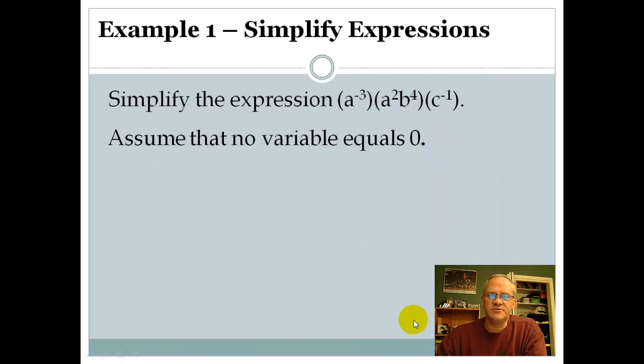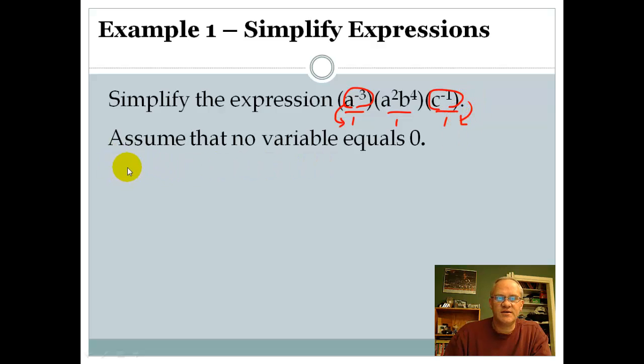Here's an expression. A to the negative third, and then times a squared b to the fourth, and times c to the negative first. Well, first of all, you notice we've got negative exponents. So let's take care of those first. What I'm going to do is think about all of these as being over 1. And then we're going to take the a to the negative third and move it down, and the c to the first and move it down.